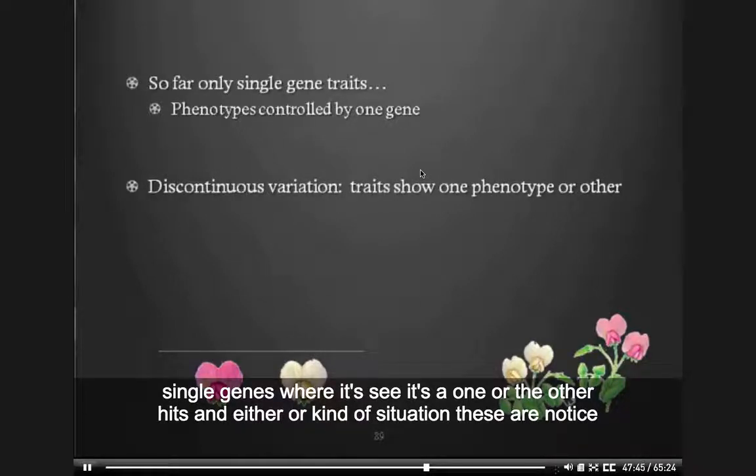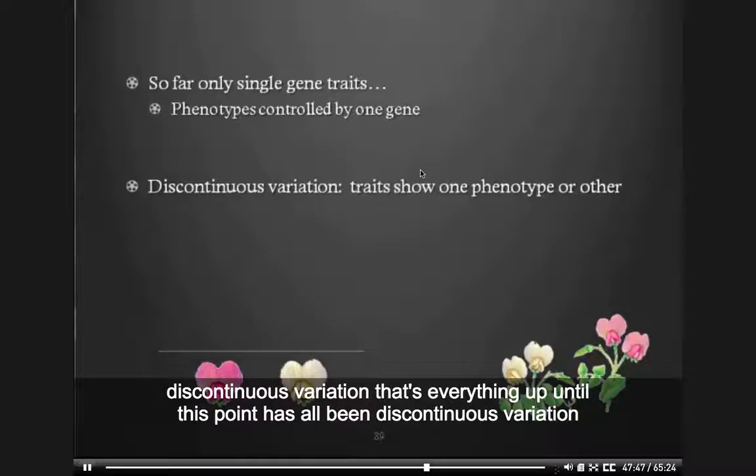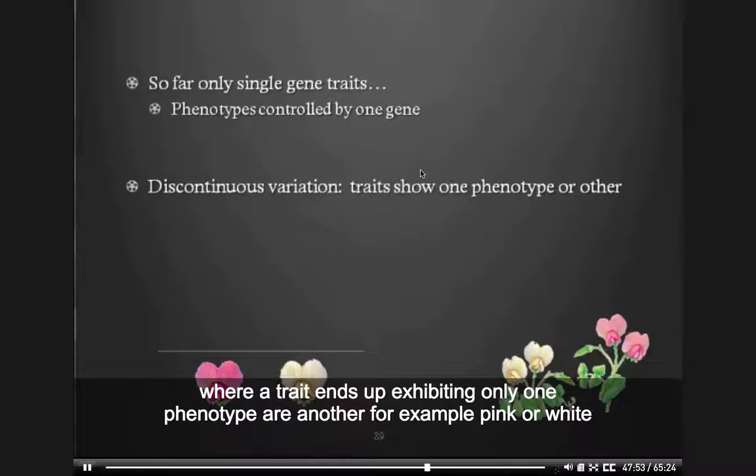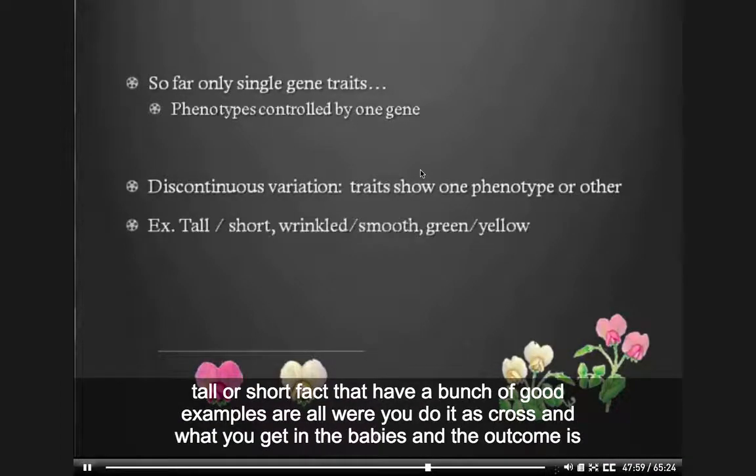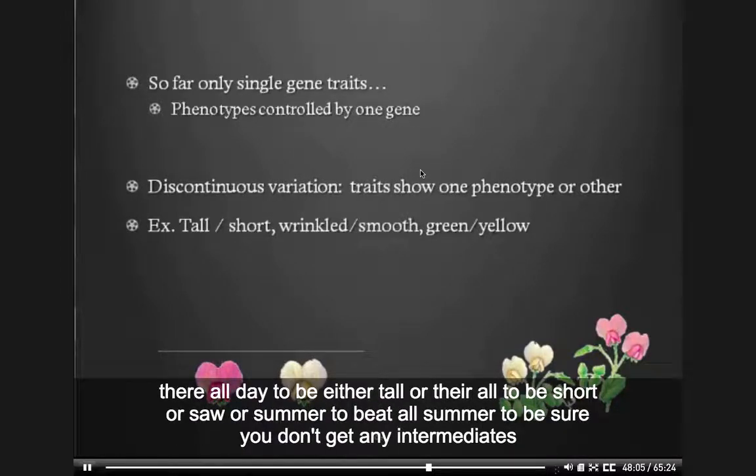These are known as discontinuous variation. That's everything up until this point has all been discontinuous variation, where a trait ends up exhibiting only one phenotype or another. For example, pink or white, tall or short. In fact, I have a bunch of good examples here. Where you do a test cross, and what you get in the babies and the outcome is they're all going to be either tall or they're all going to be short, or some are going to be tall, some are going to be short. You don't get any intermediates.